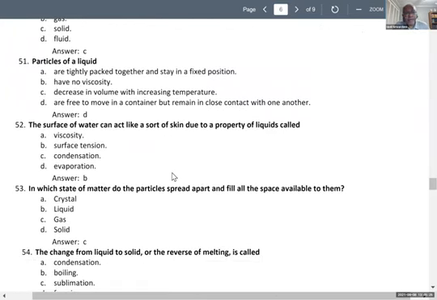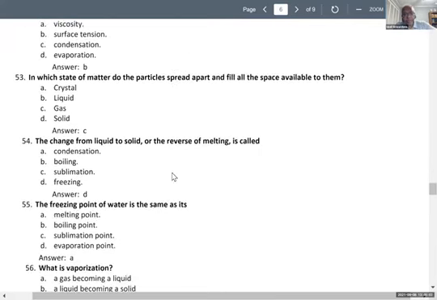Particles of a liquid, correct answer. Are tightly packed together? That's not true; that's a solid. Has no viscosity? The ability to flow of a liquid is viscosity, so a liquid has a viscosity. Decrease in volume with increase in temperature? That's not true. Are free to move in the container but remain in close contact with one another. That's the correct answer. 53.